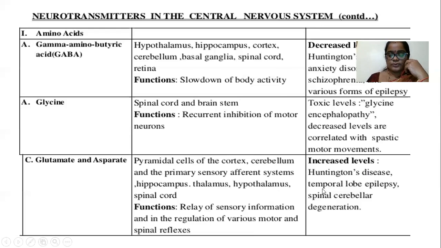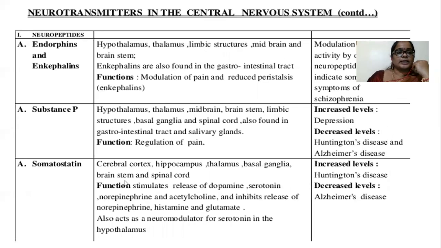Next, the last slide is endorphins and enkephalins. These are neuropeptides, present in almost all brain parts: limbic system, midbrain, hypothalamus, brainstem. Enkephalins are also present in the GIT, not only in brain parts. The function is modulation of pain, and it reduces peristalsis movements in the GIT.